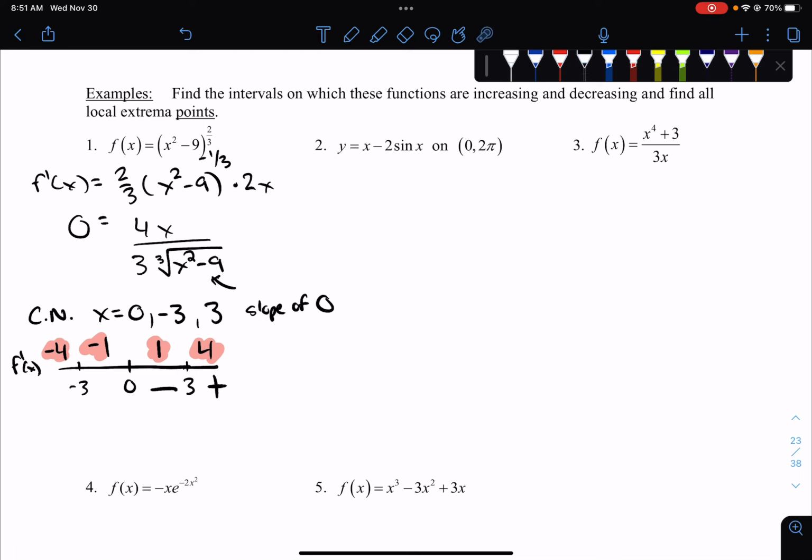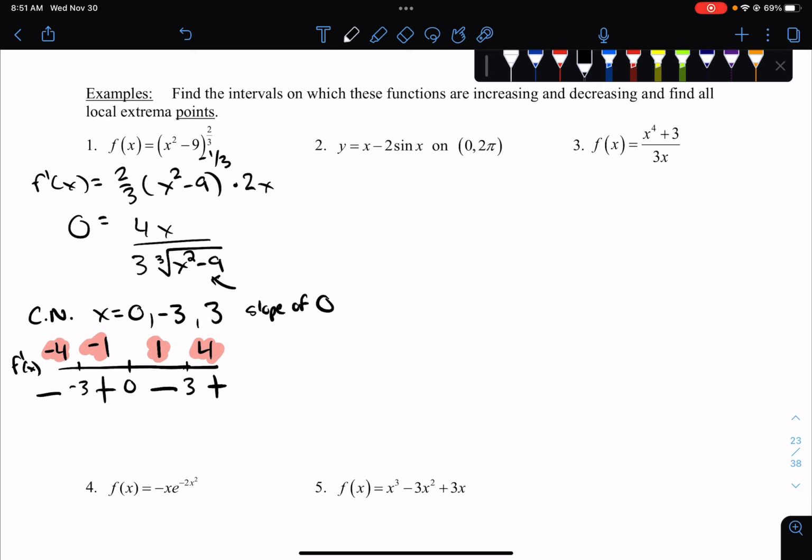Going back to now not so pretty numbers, let's plug in a -1. When I plug a -1 into the top, I get a negative. When I plug a -1 into the bottom, I also get a negative. So a negative over a negative is going to be some positive number. When I plug in -4 into my derivative, I get a negative on top. On the bottom, I end up with -4 squared, which is 16 minus 9, which is a +7. So I get a positive on the bottom, which means a negative over a positive is a negative value.